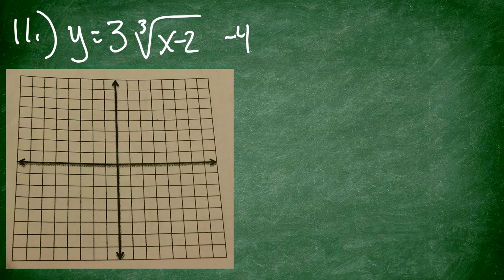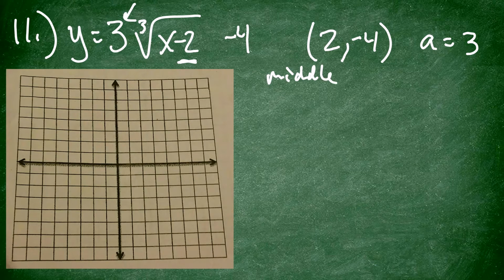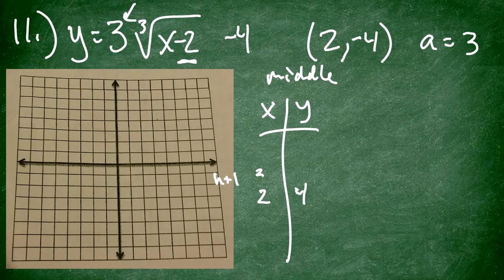All right, number 11, we have y is equal to 3 times the cube root of x minus 2 minus 4. So we have h, remember, it looks like negative 2. We don't trust the person hanging on their x. That's why it's positive 2. K is negative 4. And then a is 3 because that's the number right there. Okay? So now, I know it's a middle point because it's a cube root. So I say x, y chart. I put positive 2, negative 4 in the middle. I do h plus 1. That's how I get 3. I do h plus 8. That's how I get 10.